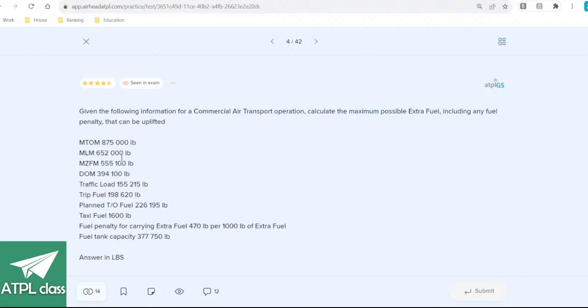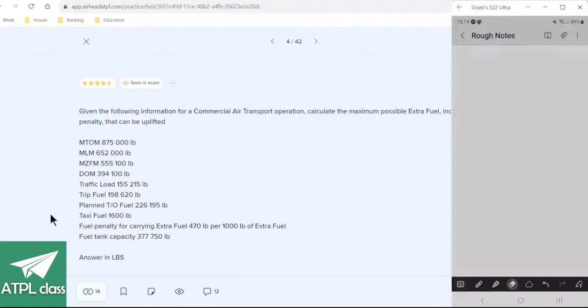So maximum takeoff mass, maximum landing mass, maximum zero fuel mass, dry operating mass, and so on. Fuel penalty for carrying extra fuel, £470 per 1,000 pounds of extra fuel. So you're going to burn an extra £470 per 1,000 pounds of extra fuel. And this is the fuel tank capacity. So we can actually go over as long as we take into account the extra fuel burn, is basically what it's saying there. So first things first, we need to find our allowable takeoff mass.